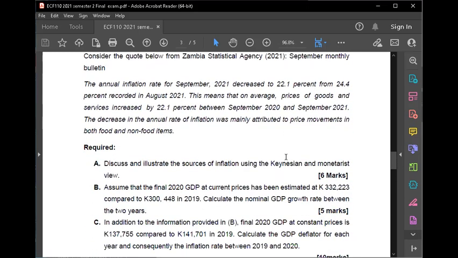All right. So we have this, the annual inflation. Okay, you can read this. This has nothing to do with the questions. All right, so we have that statement that is up there. It says, discuss and illustrate the sources of inflation using the Keynesian and monetarist view.